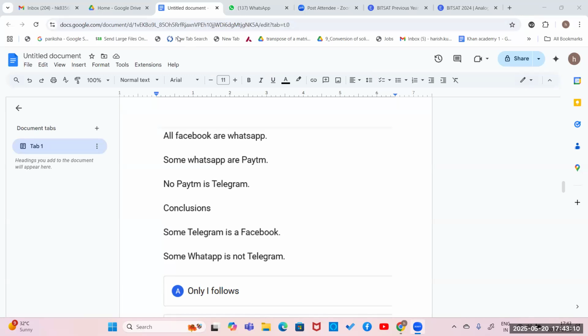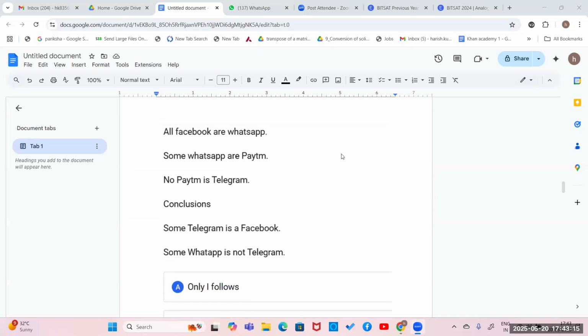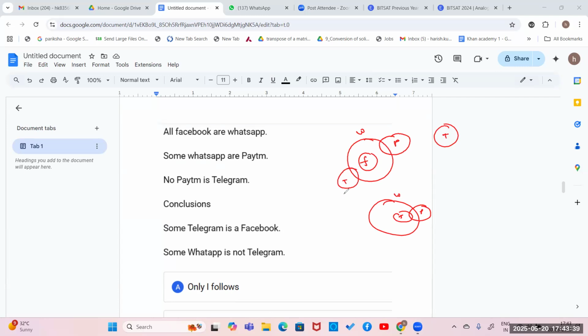Okay, Smaran says only conclusion 2 follows. Okay, let's check. All Facebook is WhatsApp, so Facebook will be inside WhatsApp. Some WhatsApp is Paytm. So Paytm can be something like this in one case, or in another case, it can be something like this as well. No Paytm is Telegram. So Telegram can be like this, or Telegram can be somewhere here. Some Telegram is Facebook.